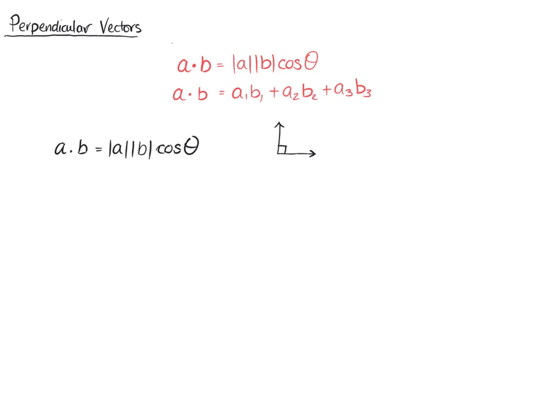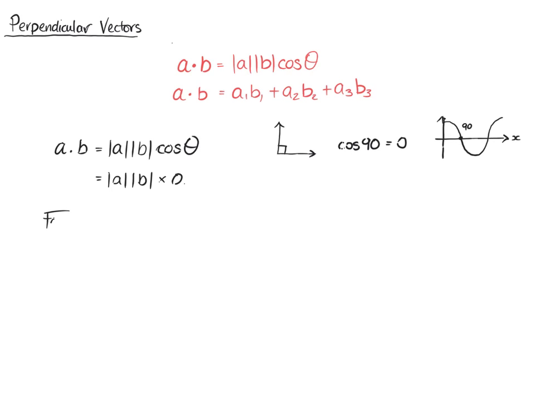But we also know that the cos of 90 is in fact 0 from our cosine graph. Our cosine graph goes like this. And we know that at this point here, that's our 90 degrees, and when x is 90, y is 0. So that means that we're going to have the magnitude of A times the magnitude of B times 0.